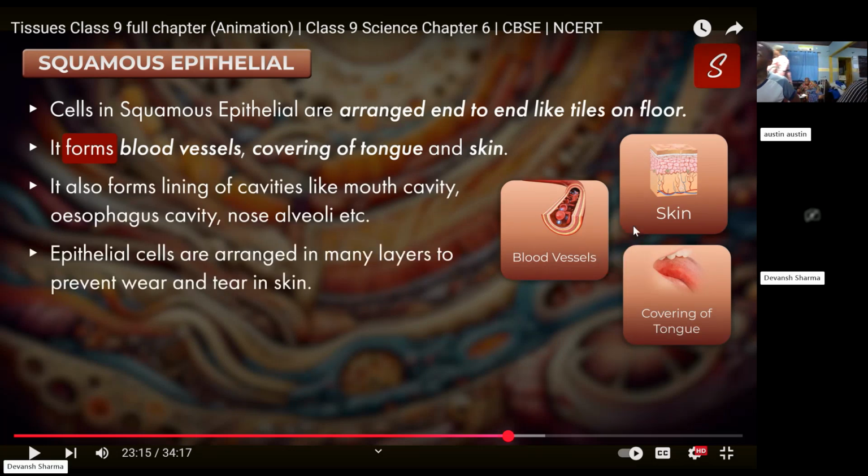Then next, even our inside cavity of the mouth, our food pipe, our nose, alveoli, all these are the areas which are made up of squamous epithelial. This all you have to learn: which part in our body is made up of which tissue.